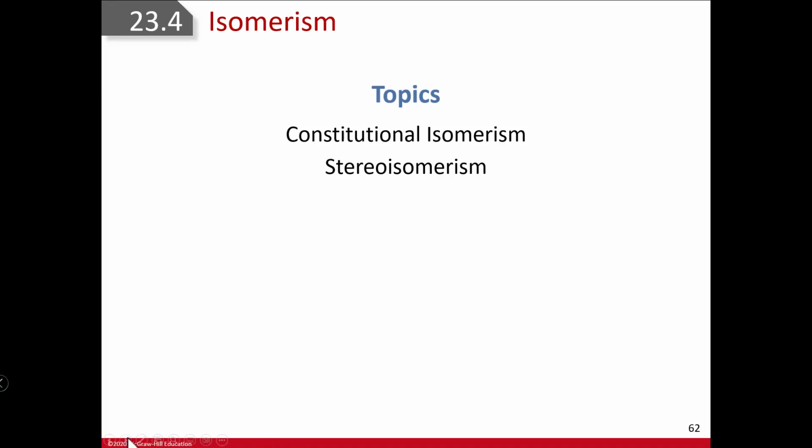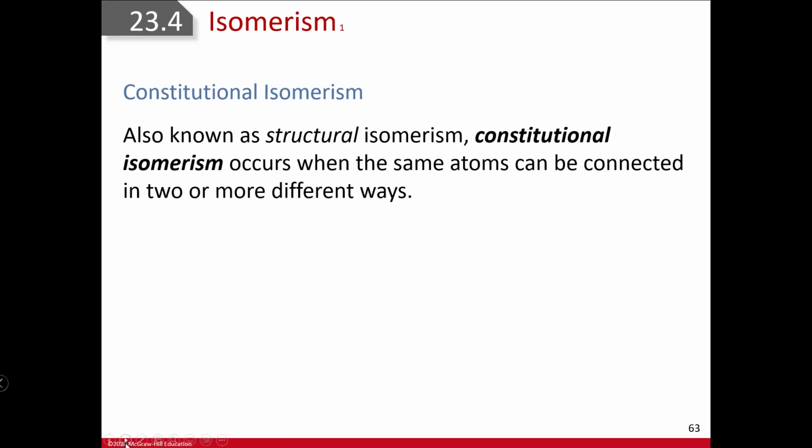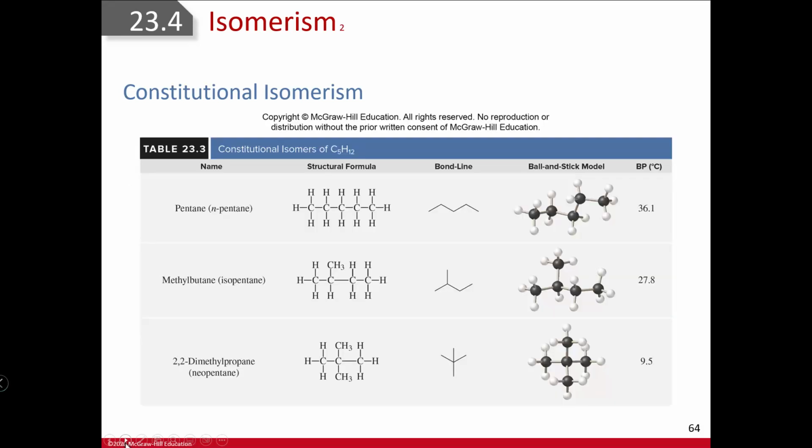The first thing we want to talk about is structural isomers. These are also called constitutional isomers, and it's when you have the same atoms, but they're connected together in different ways. And we've seen that already. If you go back to the last video, we saw octane, and then we saw methylheptane, and they have the same molecular formula, but they are structurally different. Because they're structurally different, they have different chemical and physical properties.